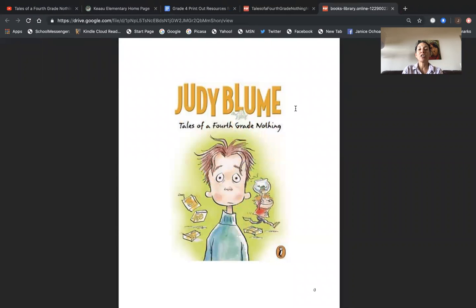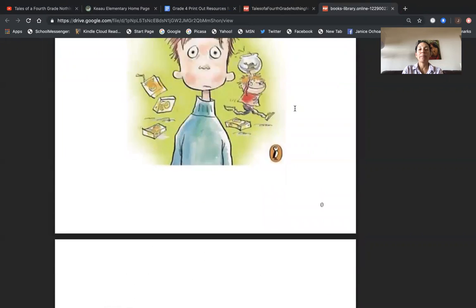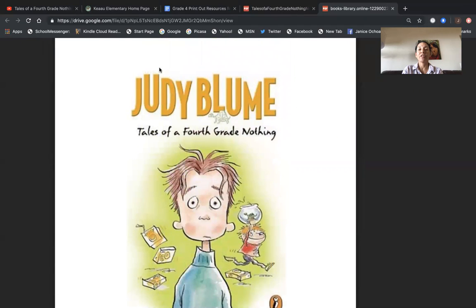You can take a look, open your book. The first thing I want you to do, though, is this: good readers make predictions about what the book is going to be about. If you take a look, it says Judy Blume, that's the author. The title is Tales of a Fourth Grade Nothing. A tale is a story, like little stories.